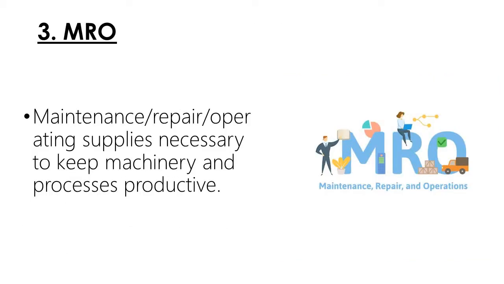Number three, MROs. MROs are inventories devoted to maintenance, repair, operating supplies, which are necessary to keep machinery and processes productive. They exist because the need and timing for maintenance and repair of some equipment are unknown. Although the demand of MRO inventory is often a function of maintenance schedules, other unscheduled MRO demands must be anticipated.